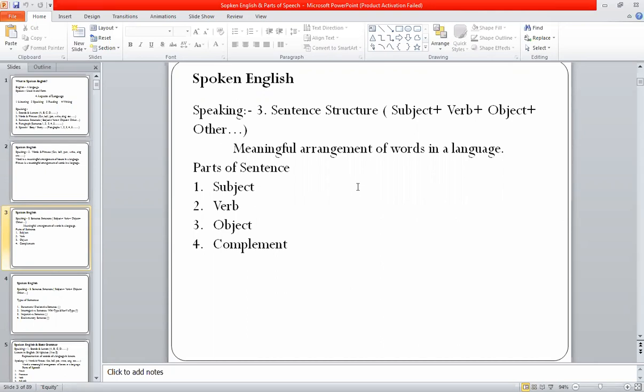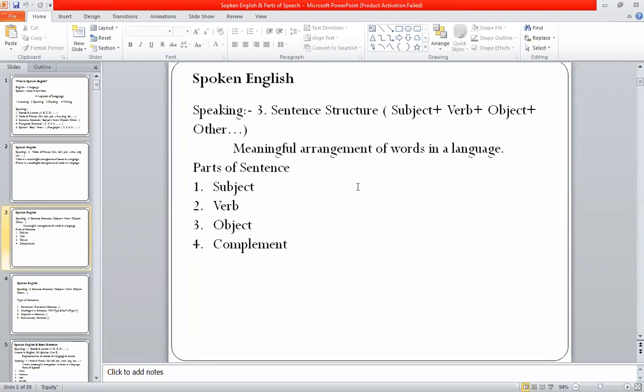Then at the third position comes the object. After the verb it is followed by the object. The subject is doing an action on the object, and that is why it is known as the object. And fourth is the complement. The complement is generally not a useful part in a sentence. It is the complementary part. It may be there or it may not be there.